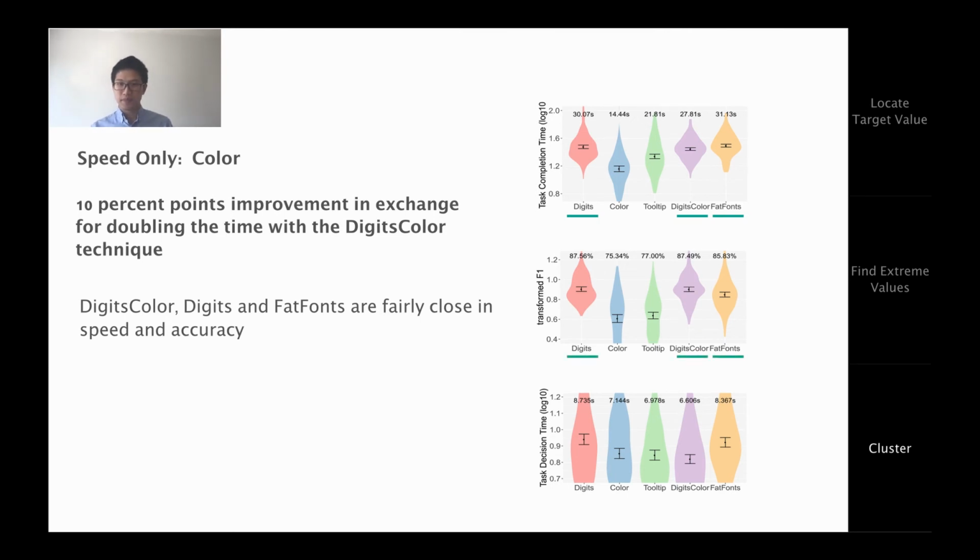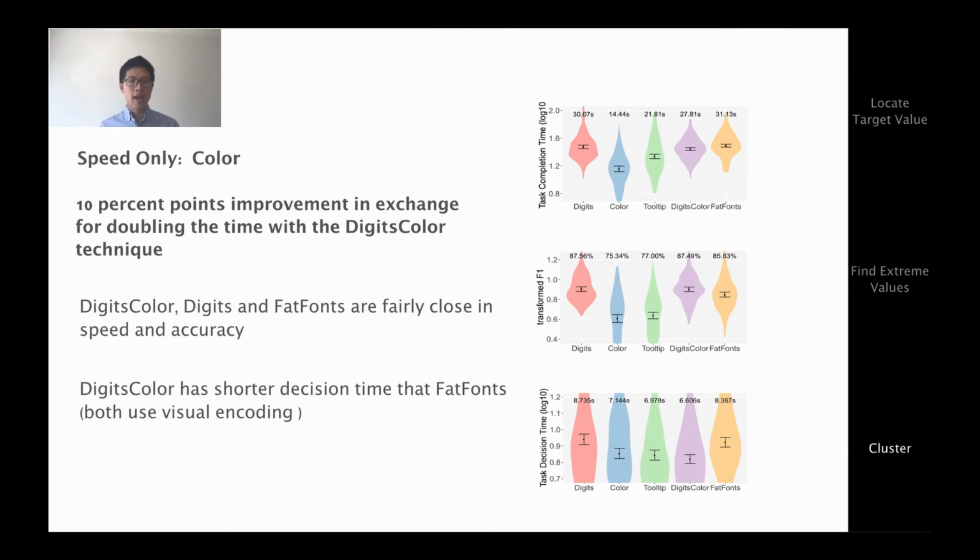However, for correctness, DigitsColor has a shorter decision time than FatFonts. As we can see here, that's DigitsColor, and that is FatFonts. This is interesting because it might suggest that, because FatFonts uses ink as a visual variable to form the image, it doesn't really help that much with a visual overview. We think it might be because ink is harder to process for the human perception system than color.